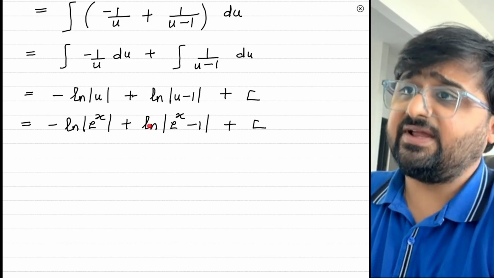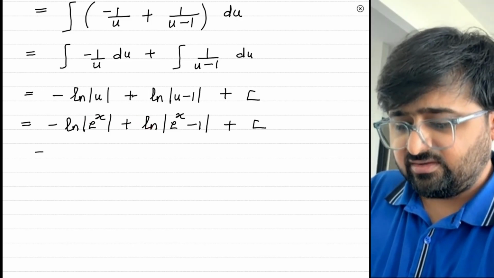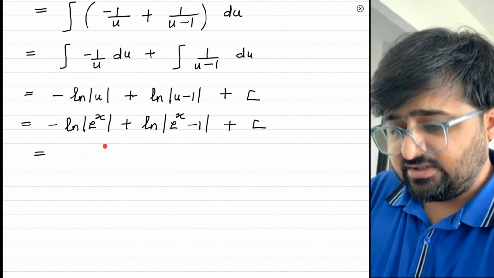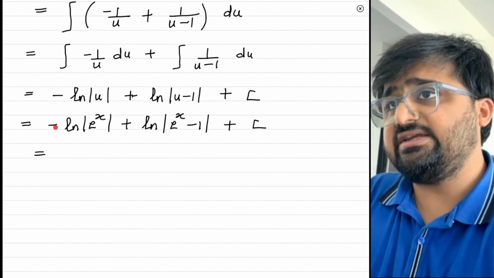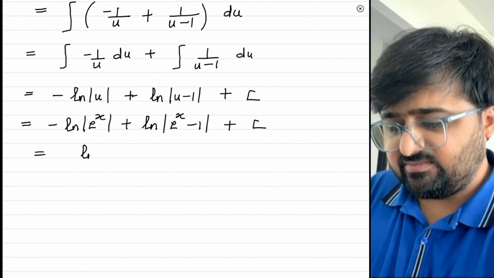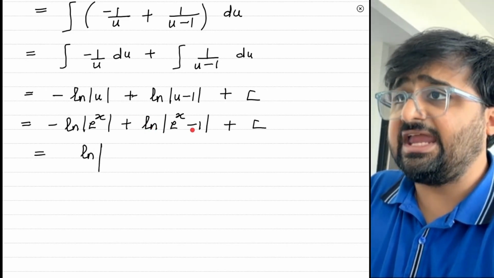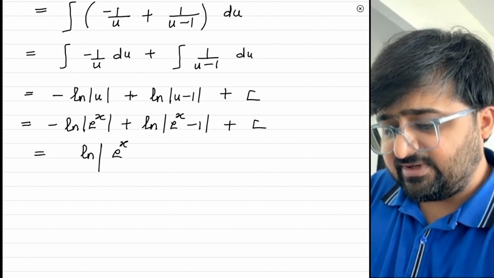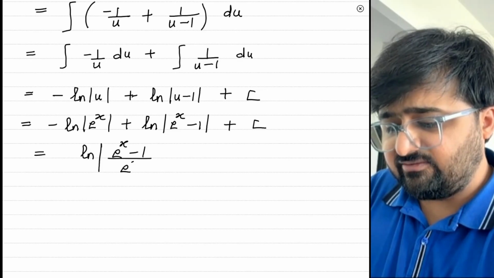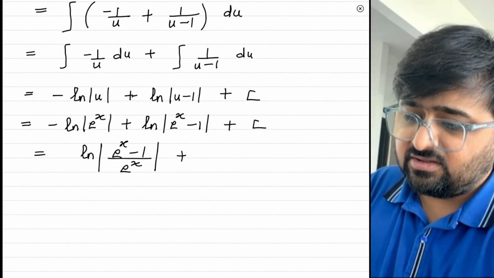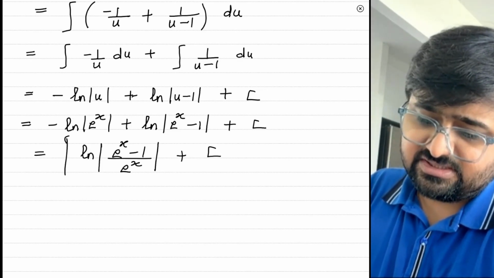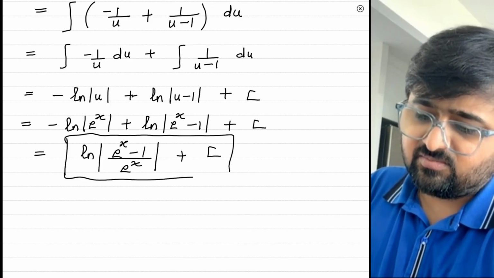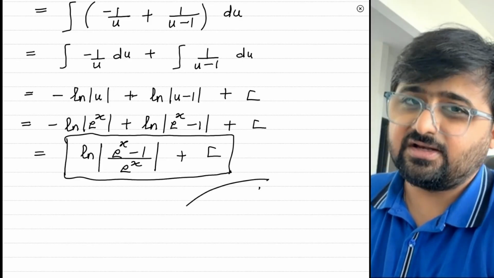If you want, we can apply the properties of the log over here to make it look cleaner. So it's log a minus log b. So this will be nothing but log of a divided by b, sorry. So this will be log of e raised to x minus 1 divided by e raised to x, plus the constant of integration c, and this is nothing but the final result of the integral that we are looking for.